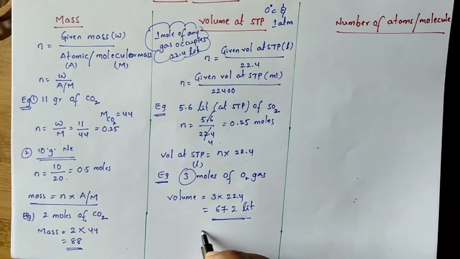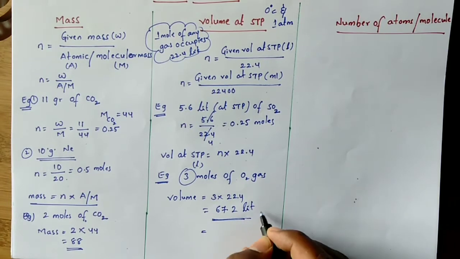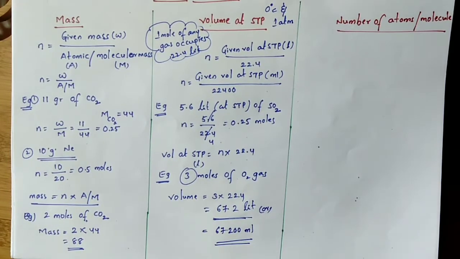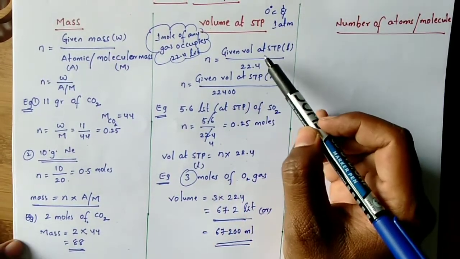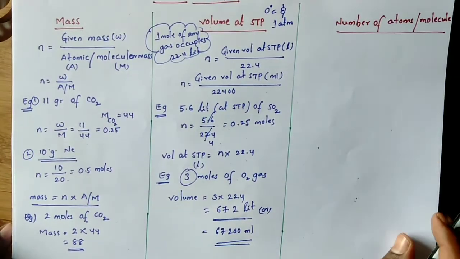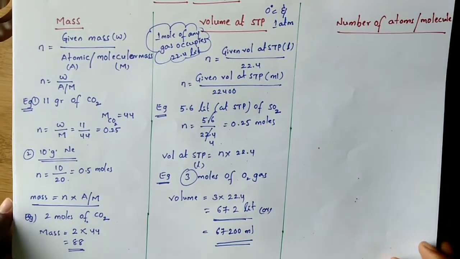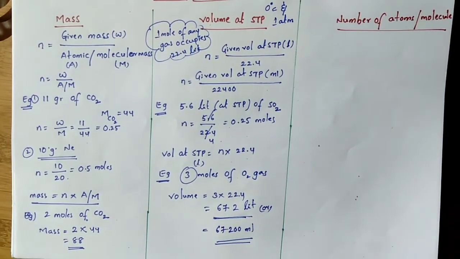If you want to convert into milliliters, you can multiply with 1000. So multiplying with 1000, we get 67,200 milliliters. If volume is given to you, you can find the number of moles. If the number of moles is given to you, you can easily find the volume of the gas at STP.